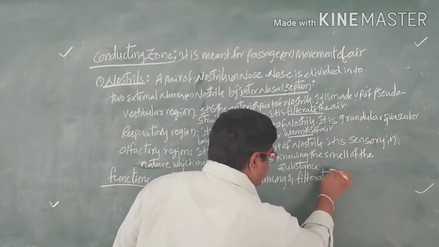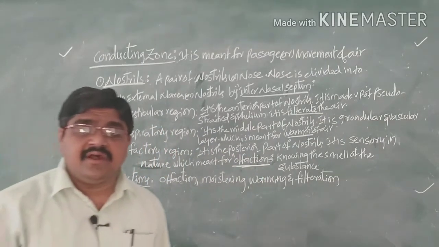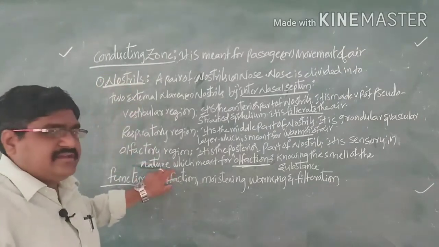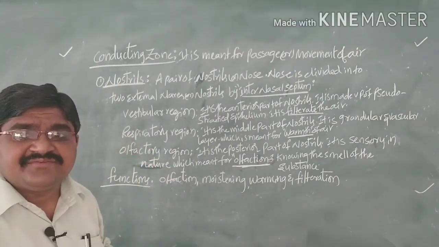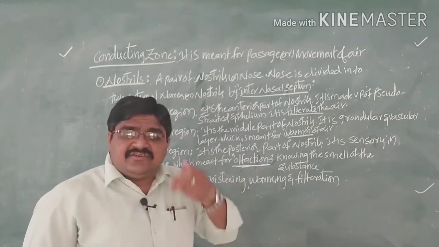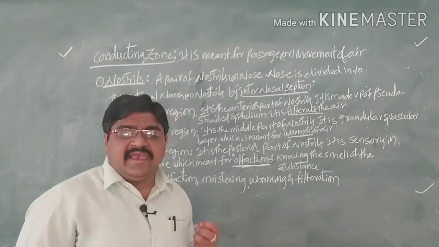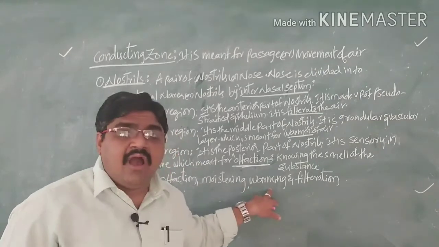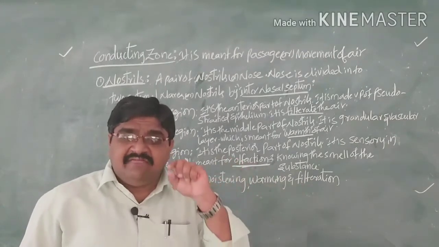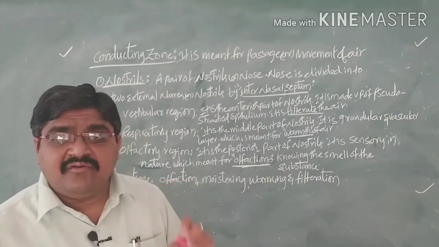So here, these are the functions performed by the nostrils: filtration, olfaction, which means knowing the smell of substances, and the second one, moisturizing. That means when air enters here, it moistens the air. The cool air is converted into warm air, and it is also filtered. That means the nostrils contain hairs, and this way the air is helped for filtration.